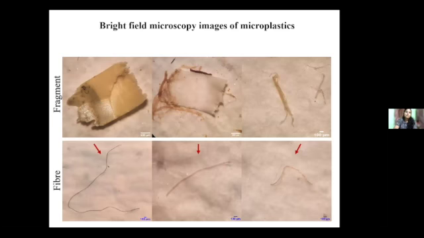Here I put some bright field microscopic images of the microplastic that I've encountered during my study. In the upper row, you can see some fragment pieces, and in the lower row, some fiber pieces, which I have encountered during my study.